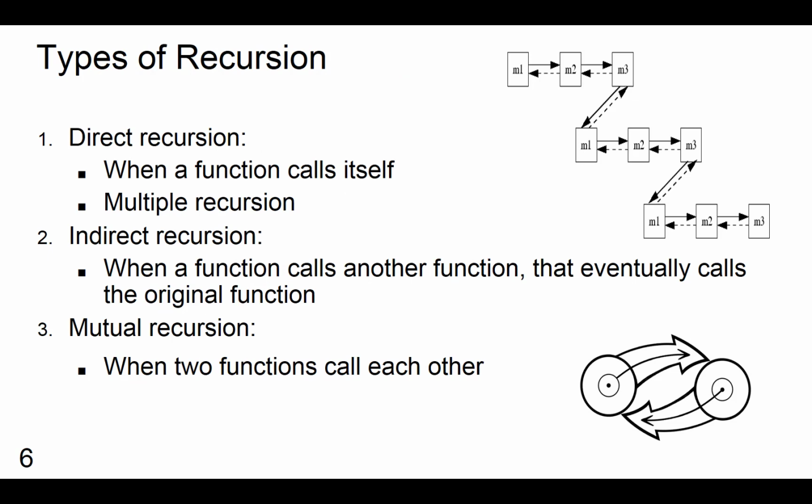Recursion can be divided into several groups. For the Fibonacci number or factorial recursive methods, those are direct recursion. That means if a method calls itself directly. There is also indirect recursion, when a method calls another method that eventually calls the original method. If two methods call each other, that is called mutual recursion.